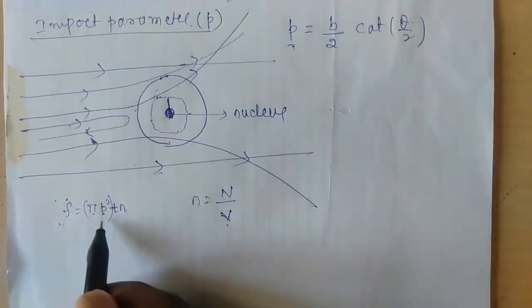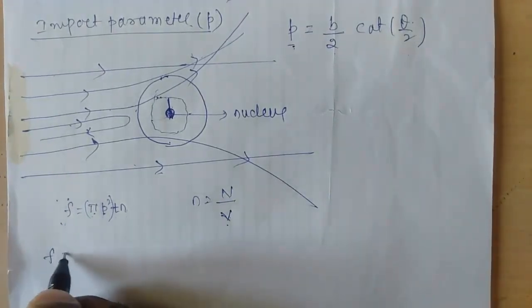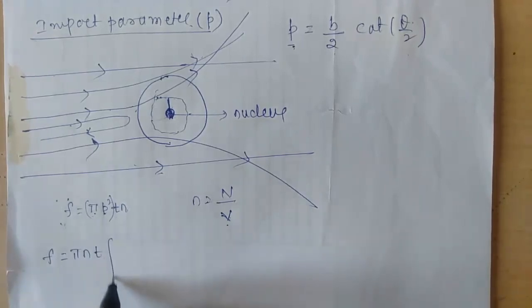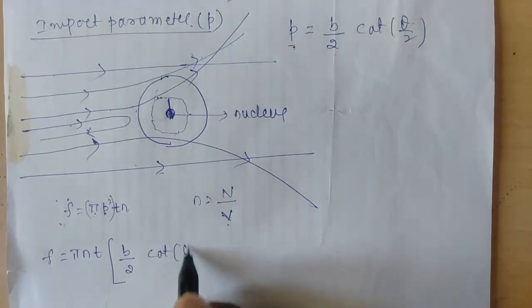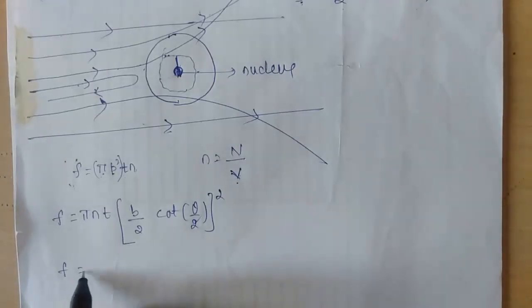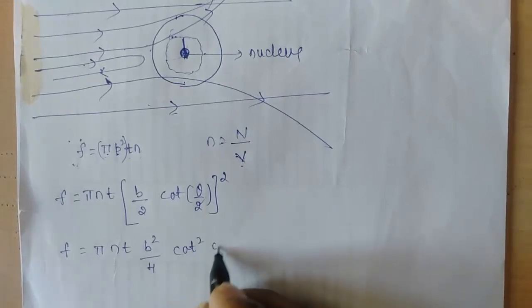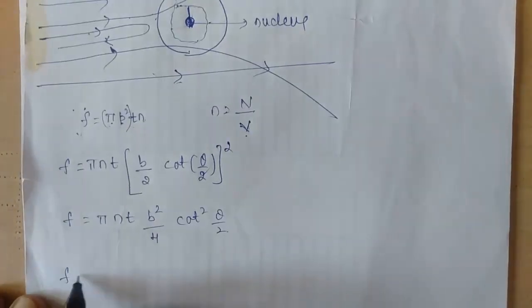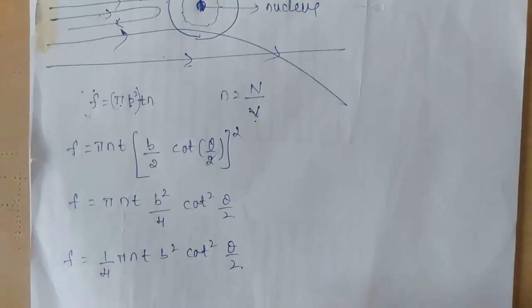Now we have the expression for P as b by 2 into cot theta by 2. So if you substitute this value, F is equal to pi into N into T, keep it as it is, and substitute the value of P, so we get b by 2 into cot of theta by 2, the whole square. Now if I simplify this, we get F is equal to pi N T b square by 4 into cot square theta by 2. Now rearranging this, we get 1 by 4 pi N T into b square into cot square theta by 2. So this is the equation.